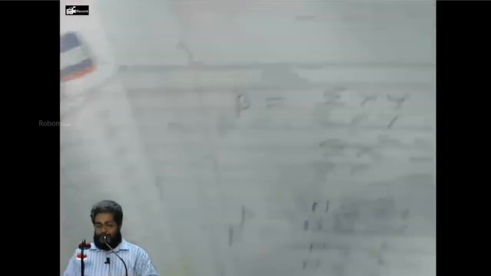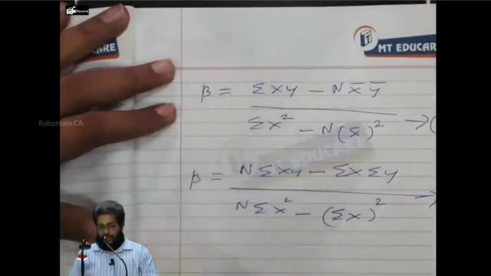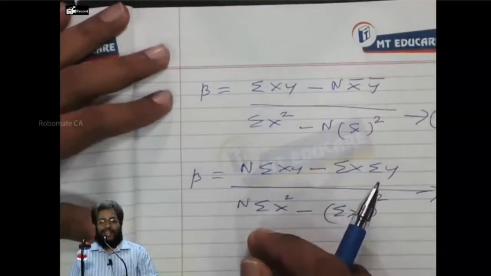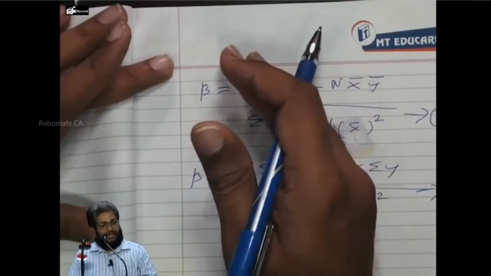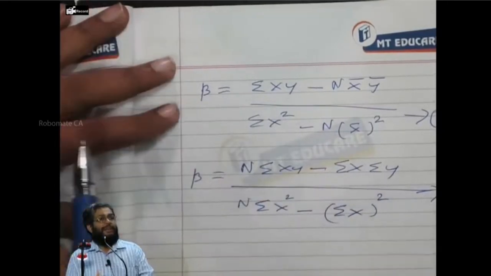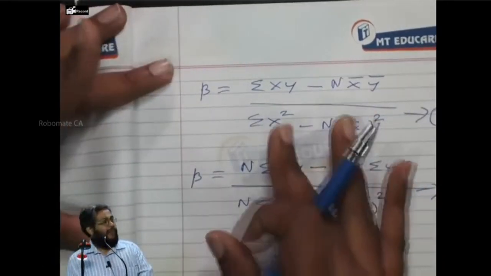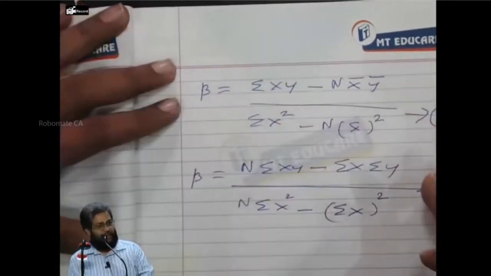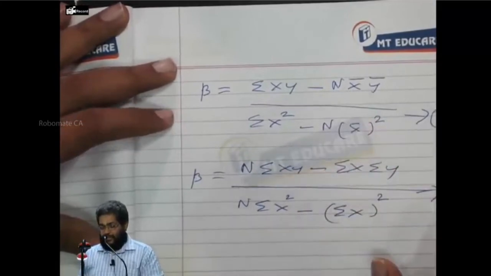Before I proceed further, no need to copy this, just to confirm that these two formulas are the same. It has been used in the RTP and suggested answer, one time this way, another time that way. Generally people get confused, so why so many formulas for calculating beta? All the formulas are the same formulas only.